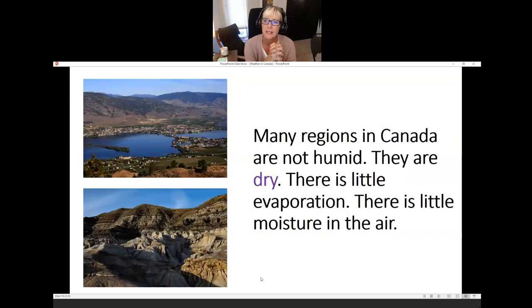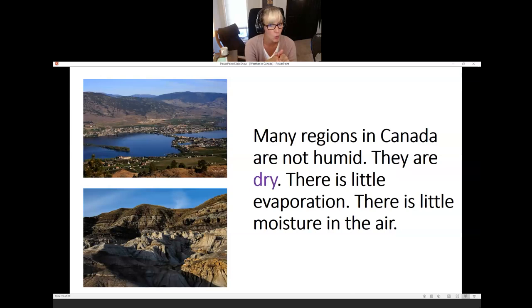Many regions in Canada are not humid. They are dry. There is little evaporation. There is little moisture in the air. So humid means a lot of moisture. Dry is a little moisture.